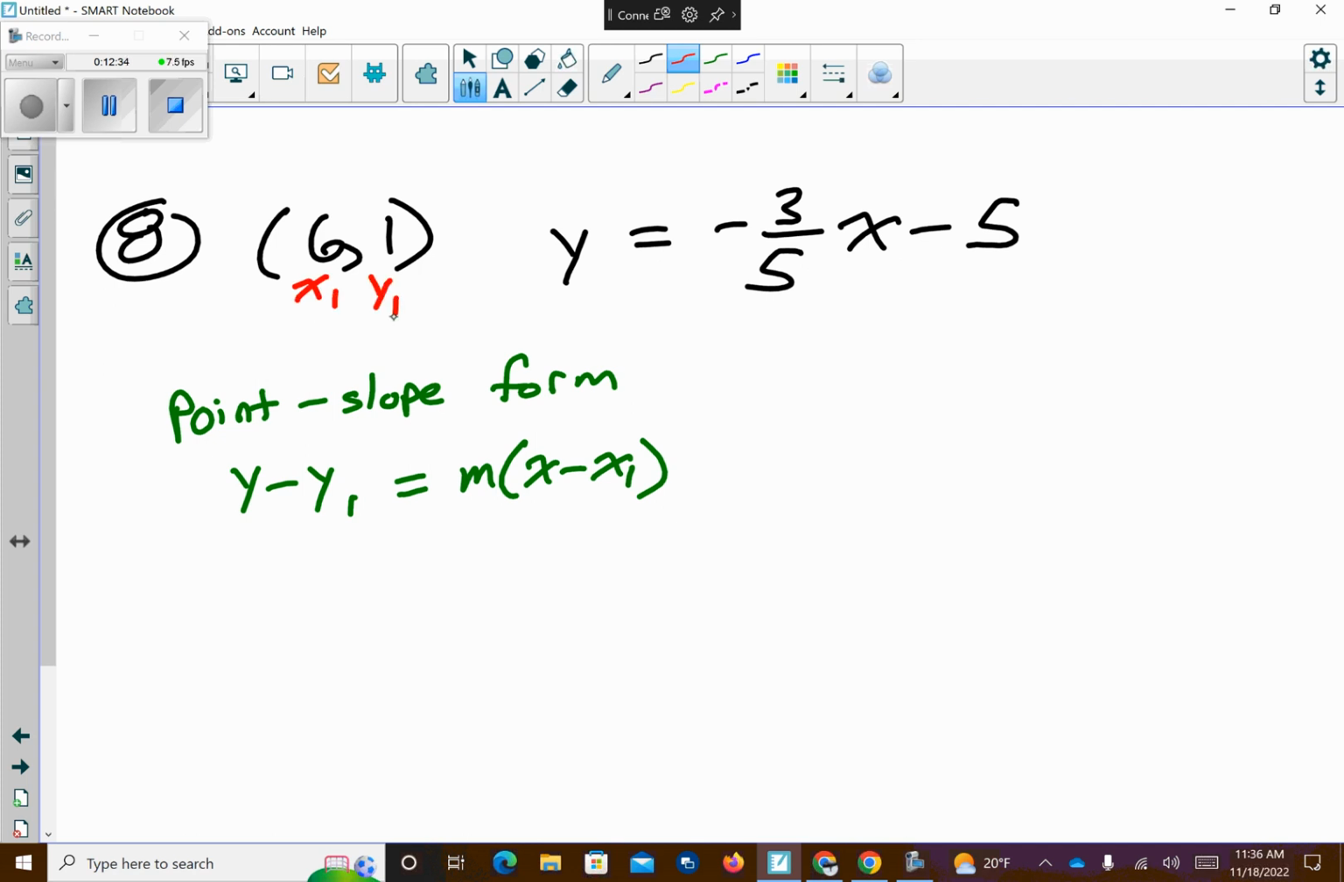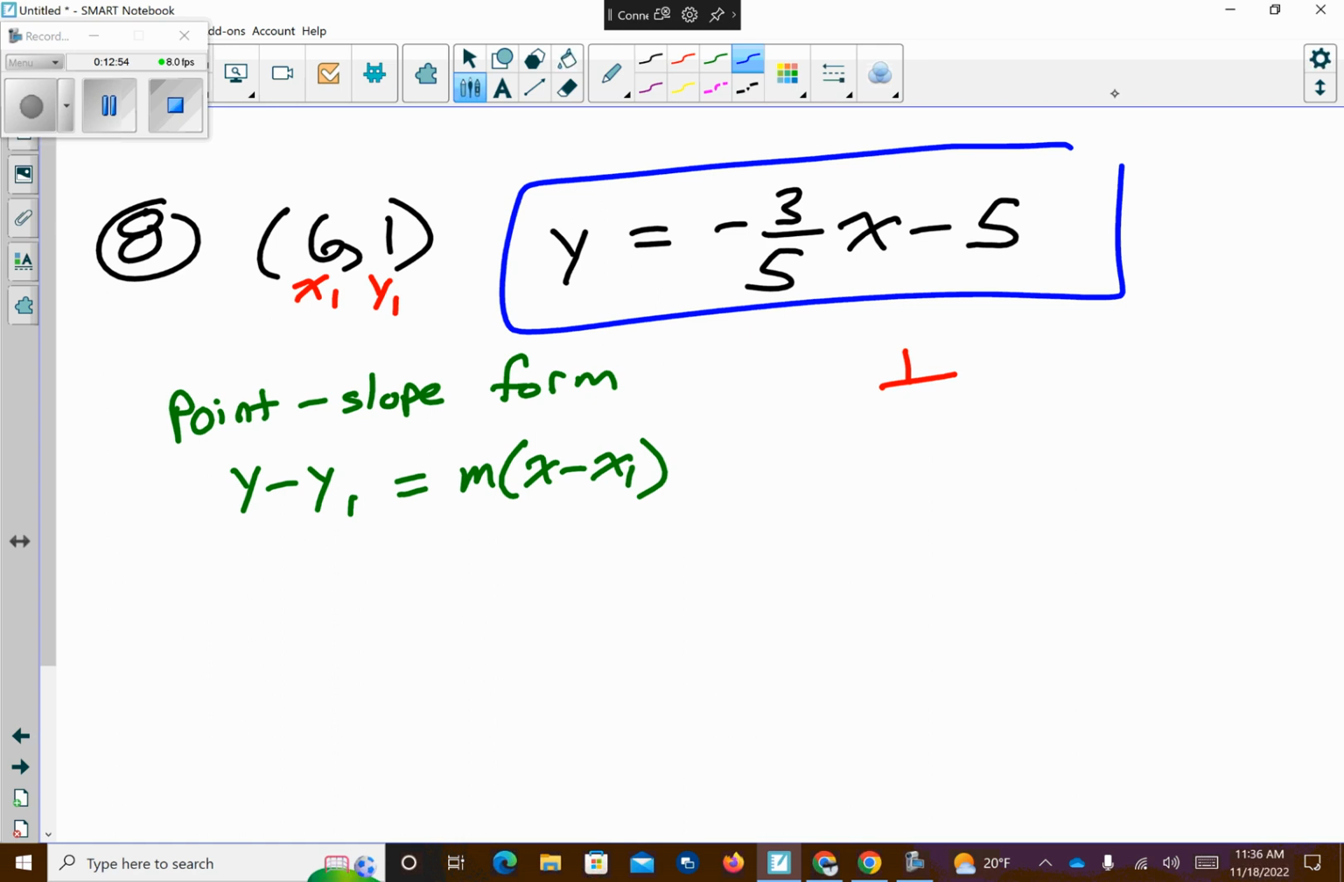All right, x1, y1, yes? This is number 8. We want the equation in point slope form for the line that passes through the given point and is perpendicular. All right, what is my slope of this line right here? Good. What is the perpendicular slope? Remember, perpendicular means negative reciprocal. Close. Positive 5/3.